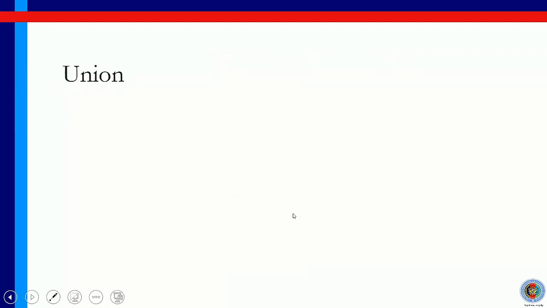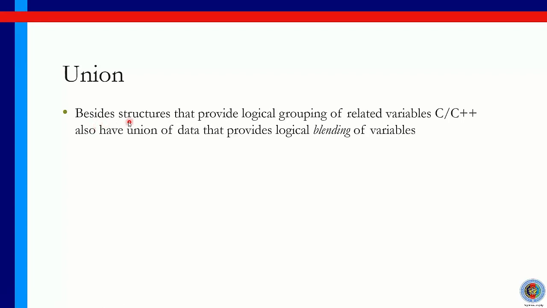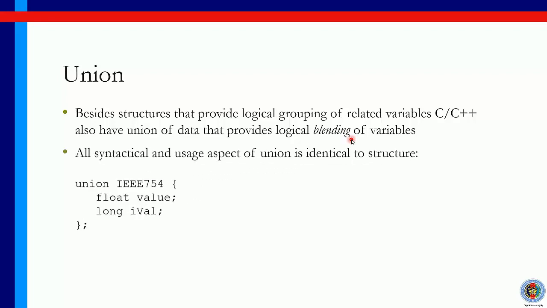Next is union. Besides structures that provide logical grouping of related variables, C++ also has another data structure called union, which provides a logical blending of variables. In a moment, we will see what is the meaning of blending of variables here. All syntactical and usage aspects of union are identical to structure. For example, this one. This is the declaration, members, and type of members. And this is the union name.